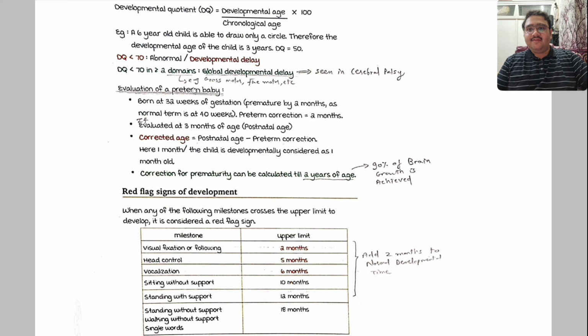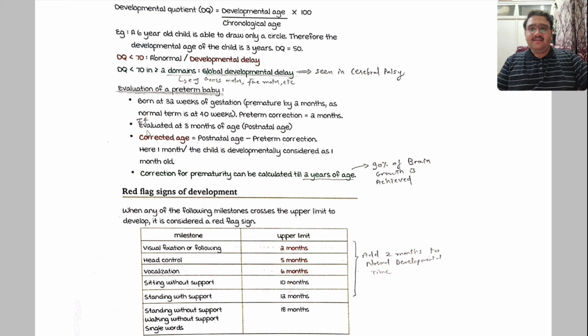Then evaluation of a preterm baby. If a baby is born at 32 weeks of gestation, it is premature by 2 months, each month being 4 weeks. A normal full term is considered at 40 weeks, but the baby is born at 32 weeks. So the difference is about 8 weeks or 2 months. So preterm correction is 2 months.